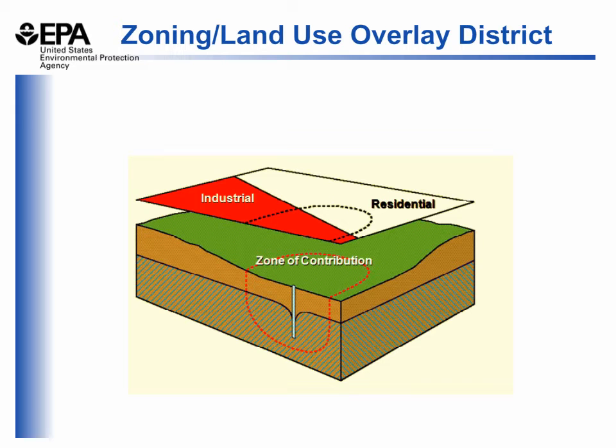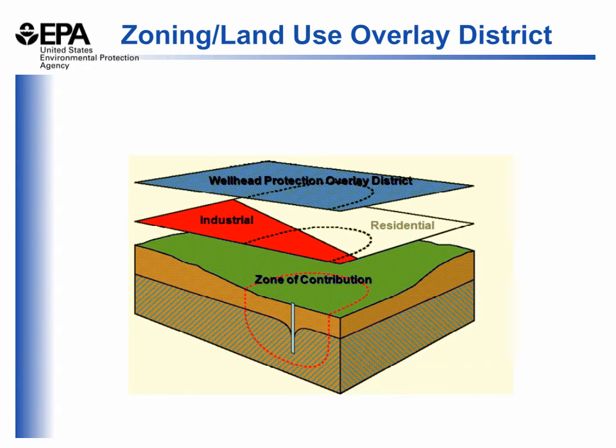So we have that zoning map, and we can see the area where the zone of contribution, or the wellhead protection area, bisects the industrial zone and the residential zone. We can then adopt a wellhead protection or source water protection overlay district on top of this zoning map, where we can have specific controls to protect water quality for activities that may either be industrial activities or residential activities.